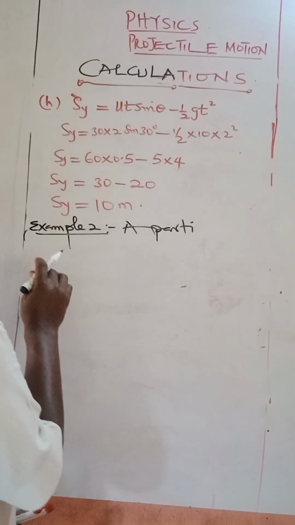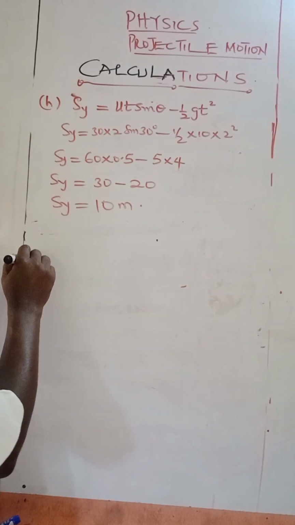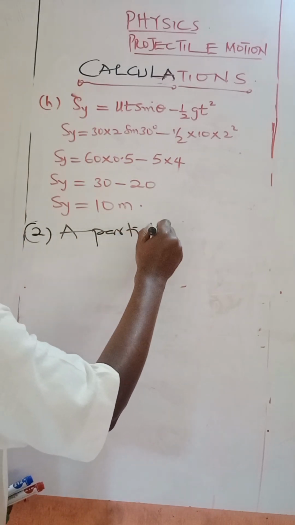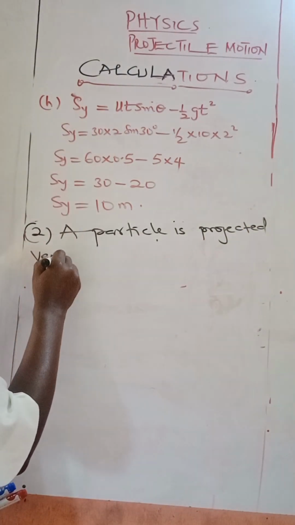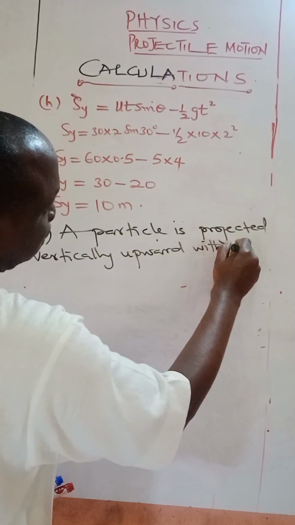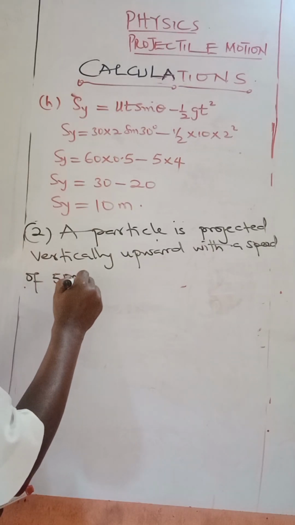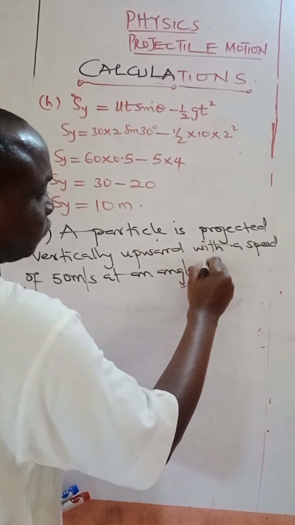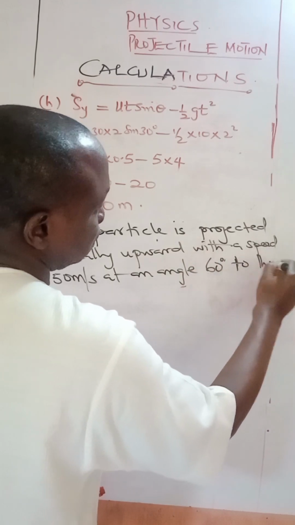Question 2. A particle is projected vertically upward with a speed of 50 meters per second at an angle 60 degrees to the vertical.